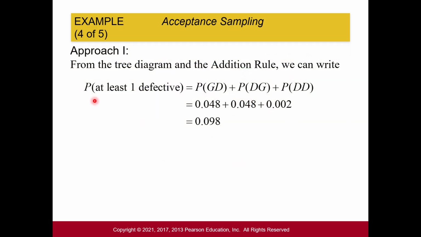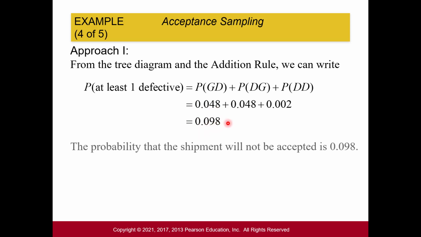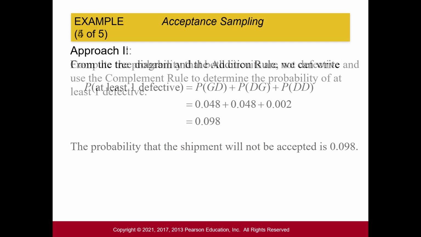The question was, what's the probability that at least one was defective? There were 3 situations where that happened: one was good and one was bad, one was bad and one was good, and they were both bad. That's at least one being defective. It could occur any of these 3 ways. So we add up those individual probabilities, and we get that the probability that at least one was defective is about 9.8%. So the probability that the shipment will not be accepted is about 9.8%, or almost 10%.